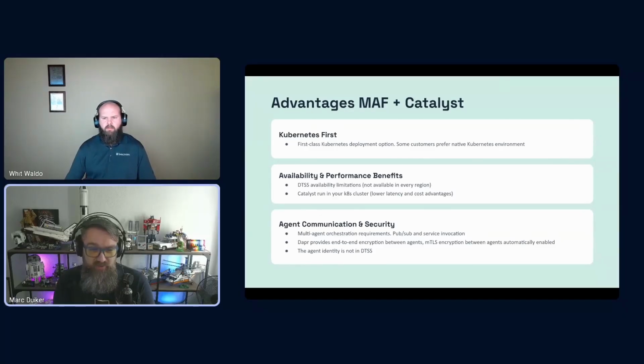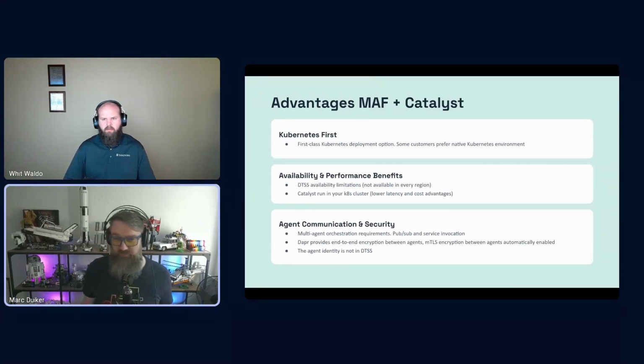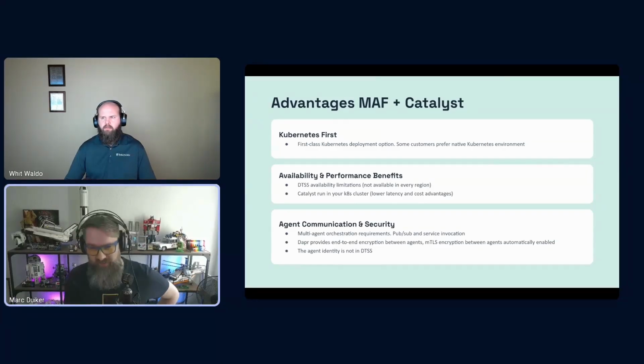Finally, the agent communication and security itself. Like I mentioned before, in Catalyst every agent has its own identity, so that's very good. All of the communication also goes over mTLS, so that's also something you get out of the box. And the DTSS doesn't have an agent identity concept, so that's not available. The nice thing about using MEF with Dapr and Catalyst is, of course, that you can get all of the other benefits of Dapr, right? You can use all of the other APIs like pub/sub messaging and service invocation. So it mixes very well with the other common distributed patterns.